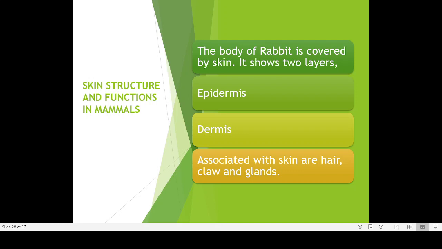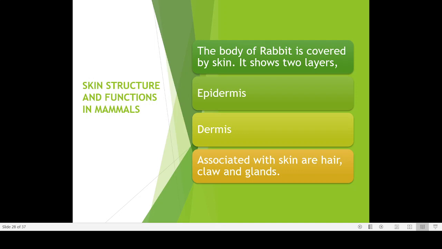As I told you earlier, when we are studying mammals, we need to study one animal in detail, and that animal is known as a type cell. In the case of mammals, we are taking the rabbit as the type. In the last class we discussed the general characteristics and external morphology of the rabbit, and today we will be studying the structure and function of skin.